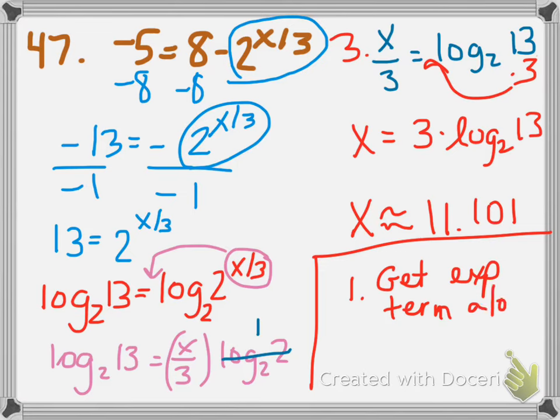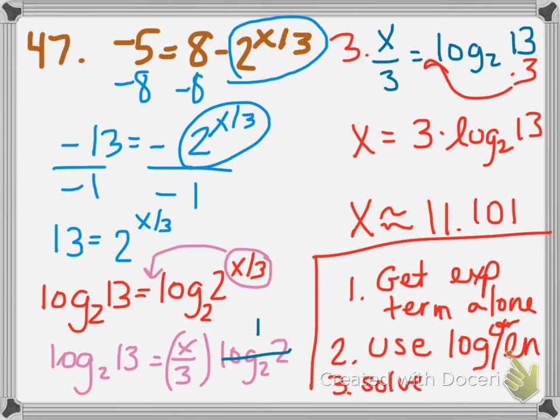So again, your first step whenever you're solving an exponential equation is get the exponential term alone. So do all your other addition and subtraction, that's not part of the exponent term, first. Then once you get the exponent term by itself, use your log of each side, or natural log. And then the third thing is you're going to solve for your variable at that point. Good luck.